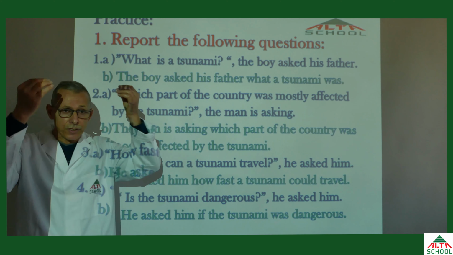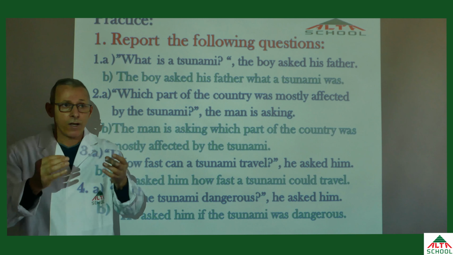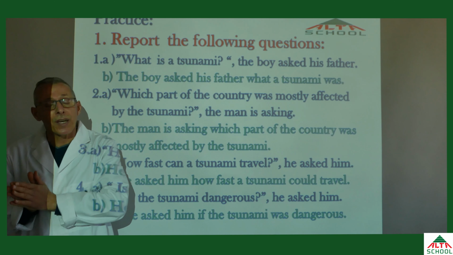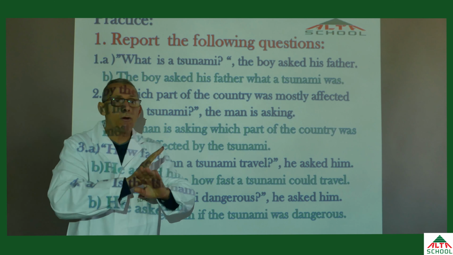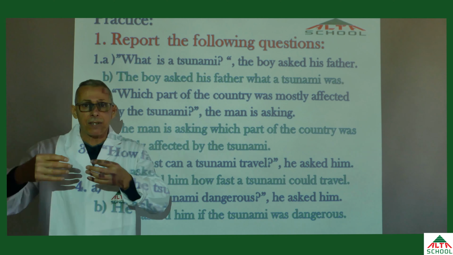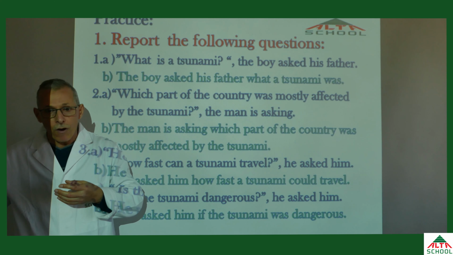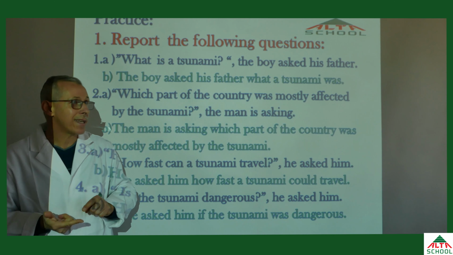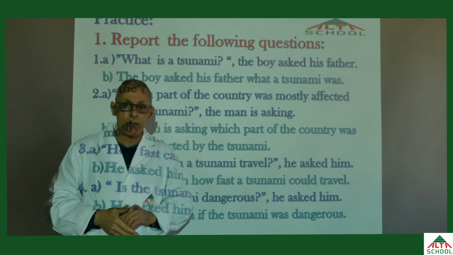The main thing that you should remember in your mind is that when you change a question from direct speech to indirect speech, it's no longer a question. Okay? It becomes an affirmative form. And when we start with do, does, and did, the first thing we should do is to omit them.